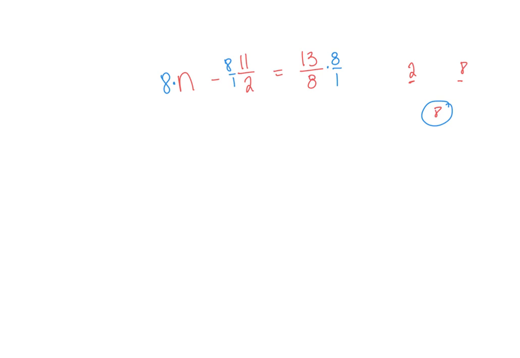And so then we have 8n minus, and when you're multiplying this, you can actually cancel your denominator out, do cross canceling. So go ahead and divide that 8 and 2, and you're left with just 4. And here you can divide the 8 and the 8, and you're left with just the 13 times 1. And so we have 8n minus 44 equals 13.